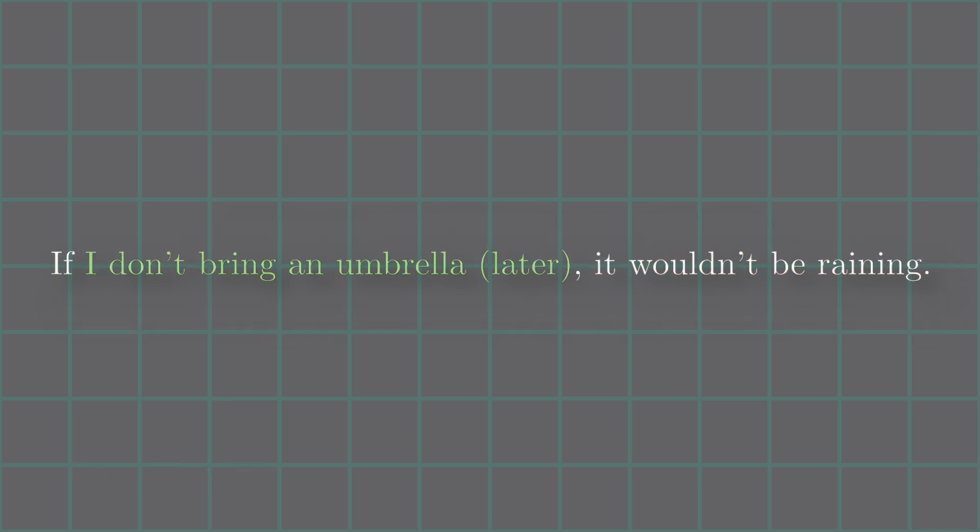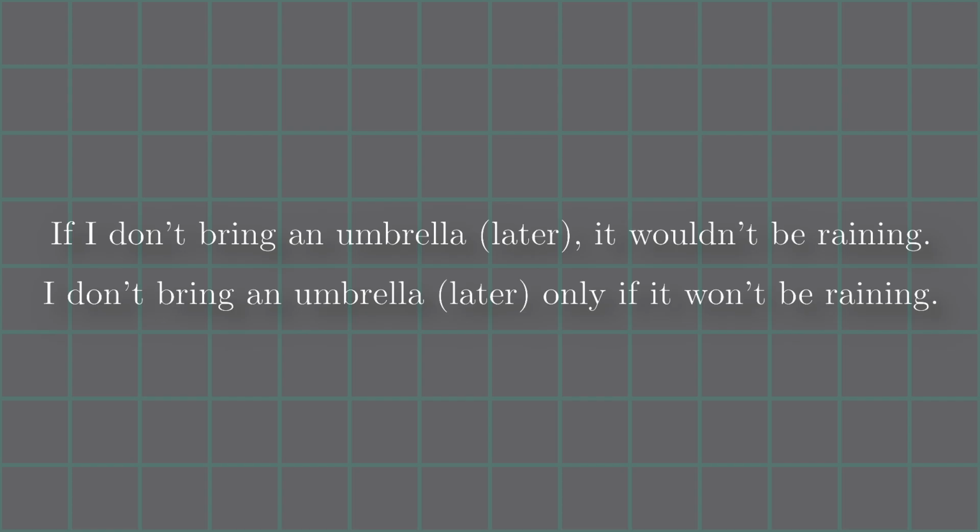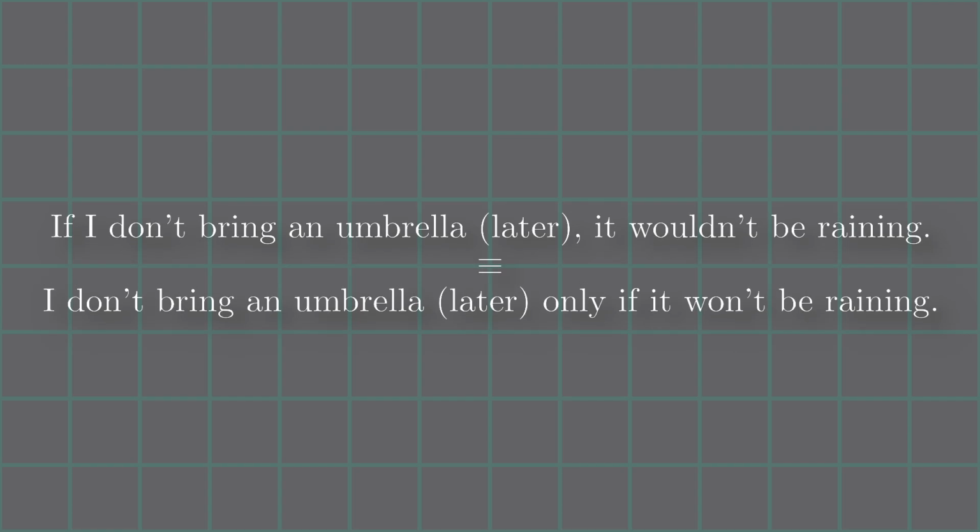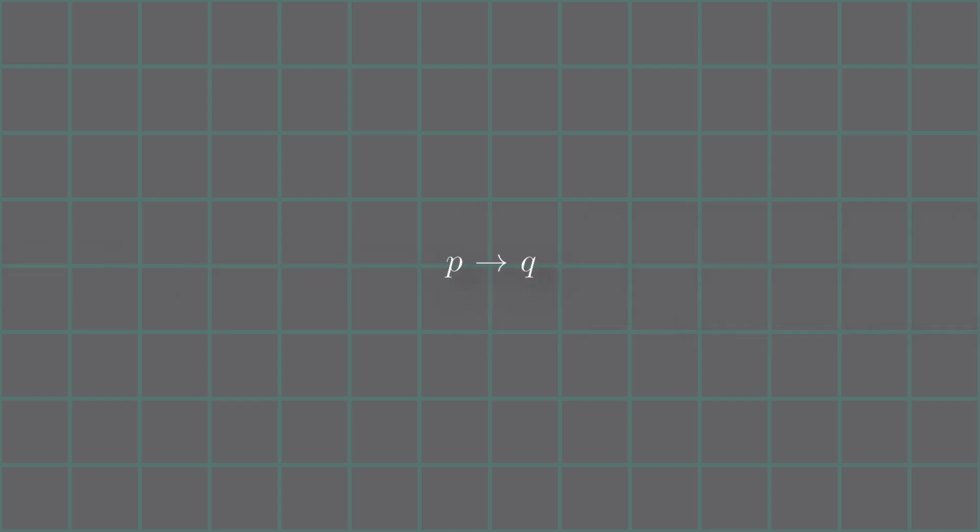Let's take a closer look at this statement. The only case where I won't be bringing an umbrella is if it doesn't rain. Hence, an equivalent statement is "I don't bring an umbrella only if it won't be raining." So, we see that these two statements are equivalent. In general, if we replace the arrow in the conditional statement with "only if," we get an equivalent statement.